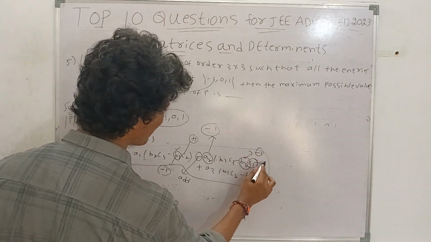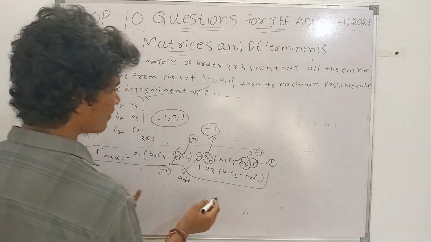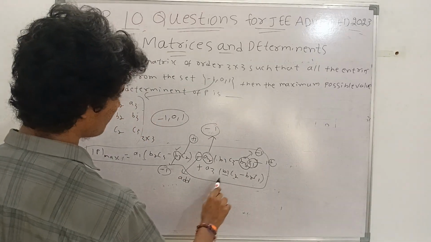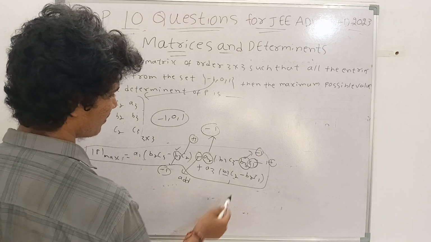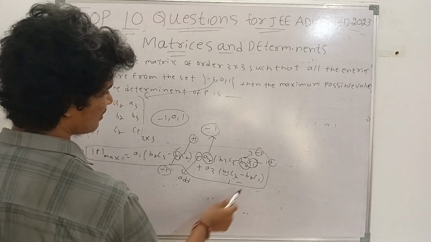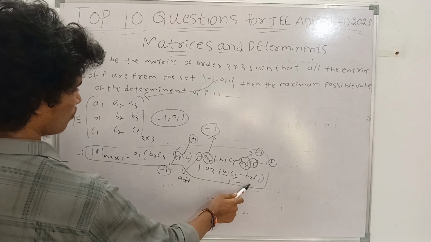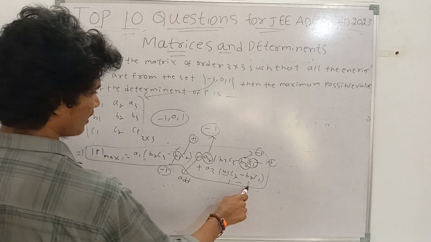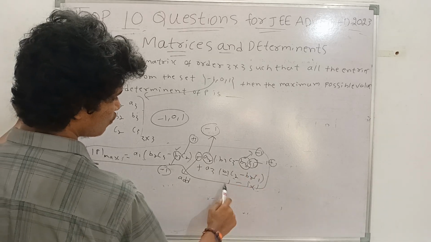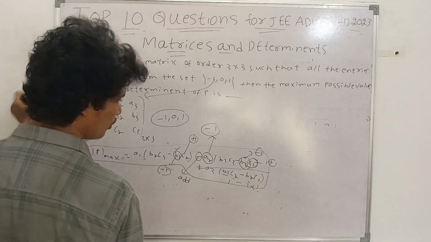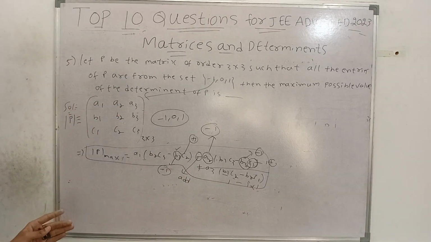And I am taking C1 as plus 1. And here, B1 C2 is normal 1 minus B2 C1. Suppose we take B2 as 1 and C1 as 1, so 1 minus 1 is 0. So this entire term will be 0. There is no maximum to search for here.